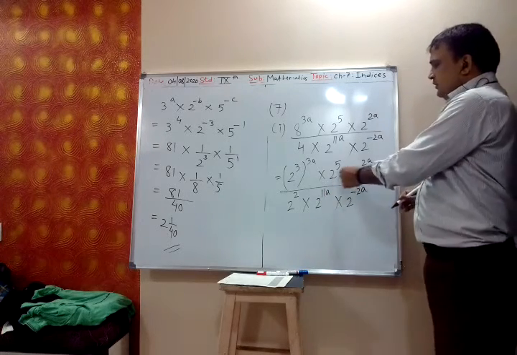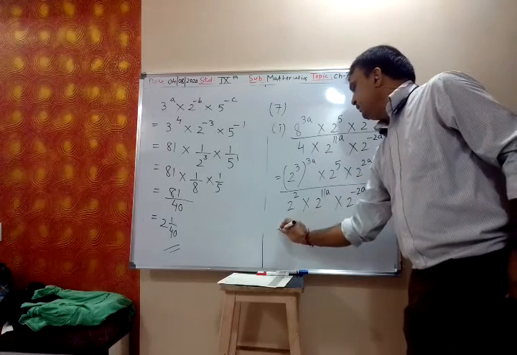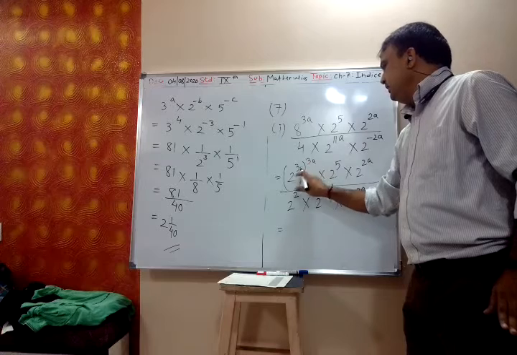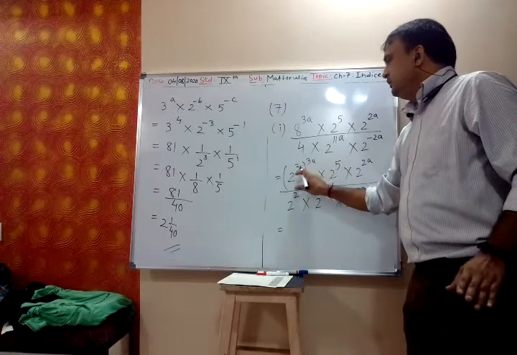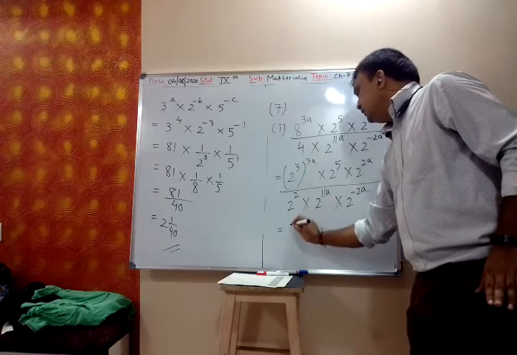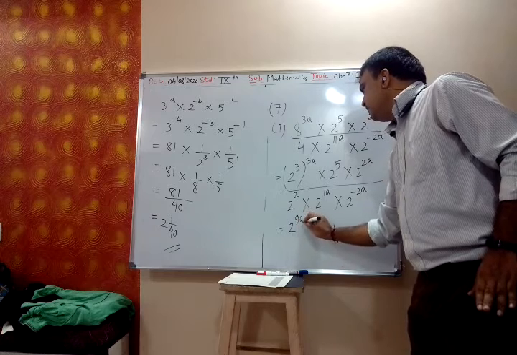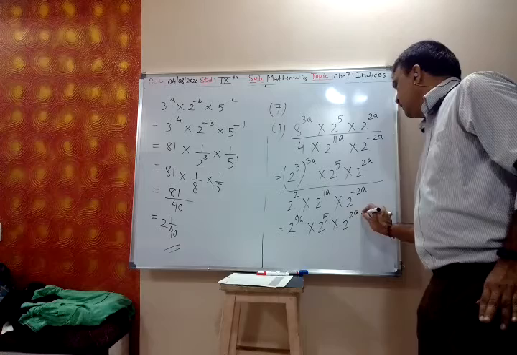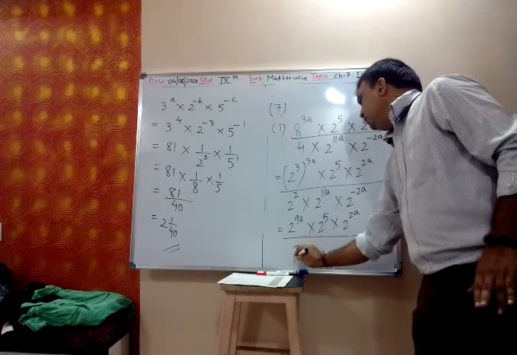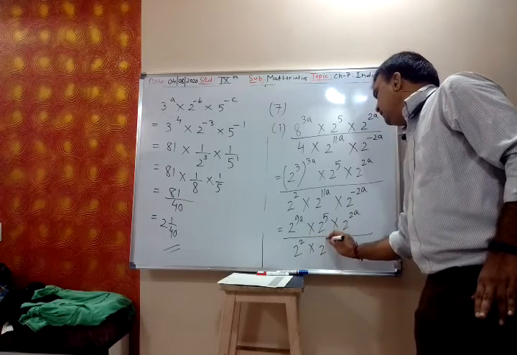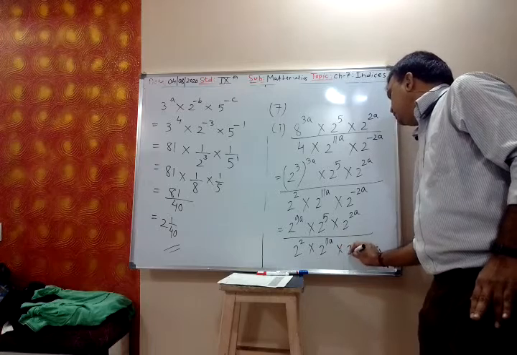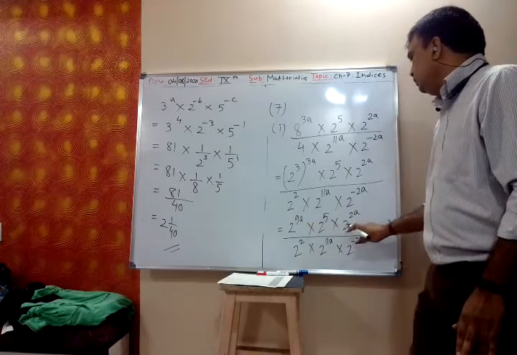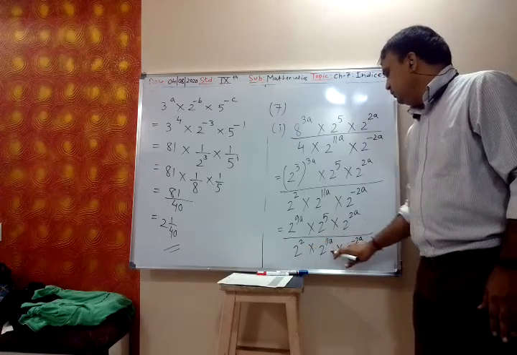Now in the numerator, let me write one more step. Power raised to power, we multiply the powers. So 3 into 3a will be 9a. So 2 raised to 9a, into 2 raised to 5, into 2 raised to 2a, upon 2 raised to 2, into 2 raised to 11a, into 2 raised to minus 2a. Now in the numerator the base is the same, and in the denominator the base is the same.